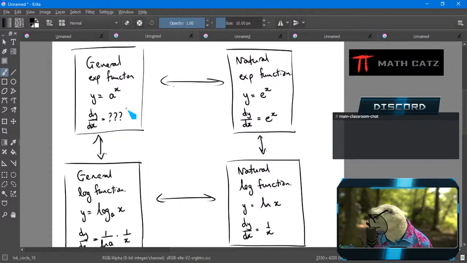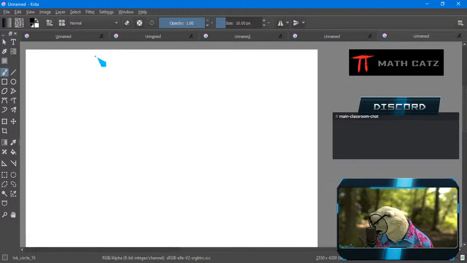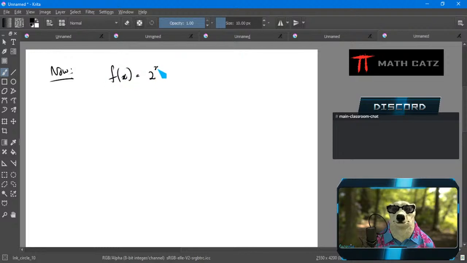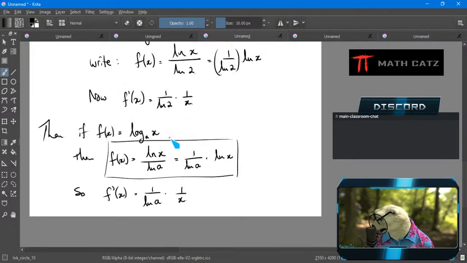What is the derivative of the general exponential function? Okay. Now for this one, let's see it first. Now, or lastly, or whatever word you want to use. Let's say f of x is 2 to the x. Let's make it specific. It helps some people. And then we'll change it to an a and see nothing's going to change. What's the derivative? Well, similar to the situation for the general log function, I don't know what to do.